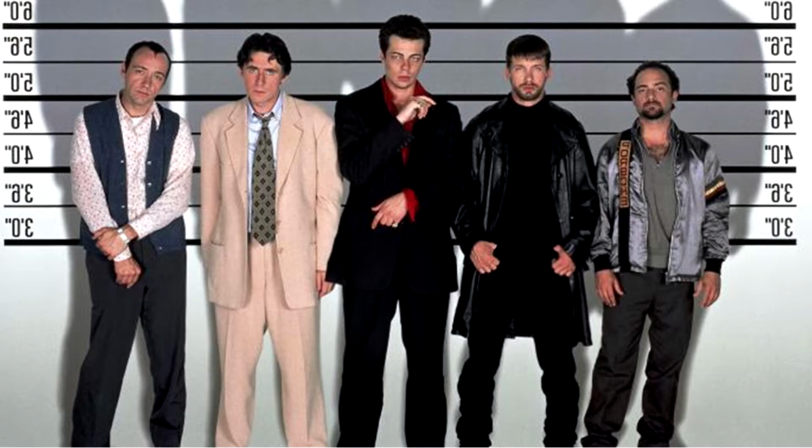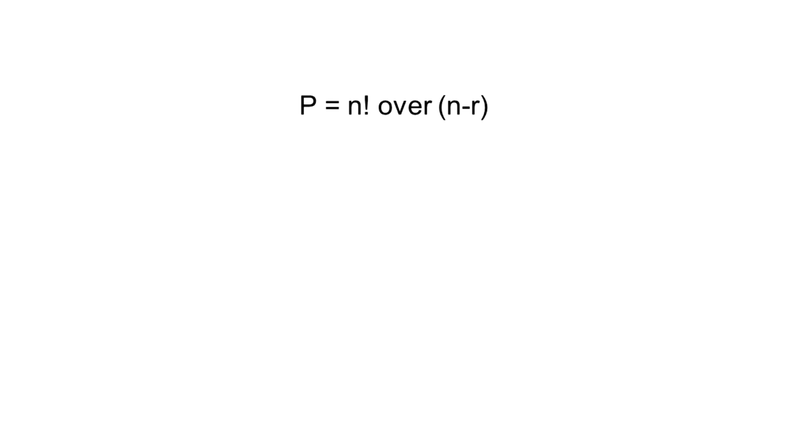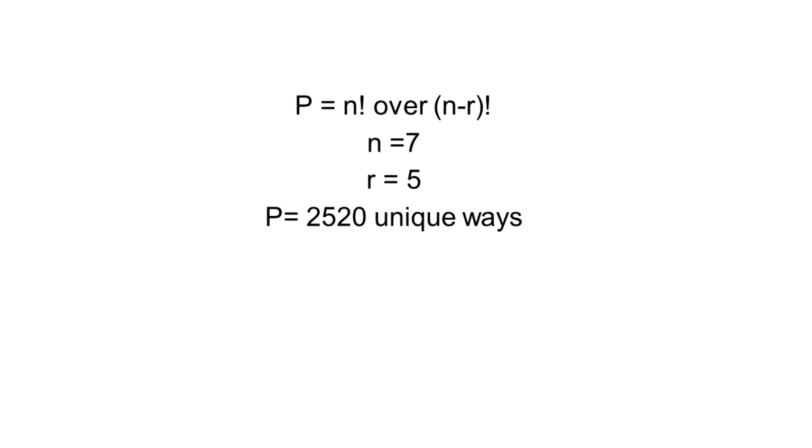To figure out how many possible lineups there are, we would have to use the permutation formula, P equals n factorial over n minus r factorial. In this case, n would be 7 as there are 7 total people, and r would be 5, as we are attempting to choose 5 people from this set of 7 distinct people. This gives a total of 2,520 ways to select this lineup, given that order matters.